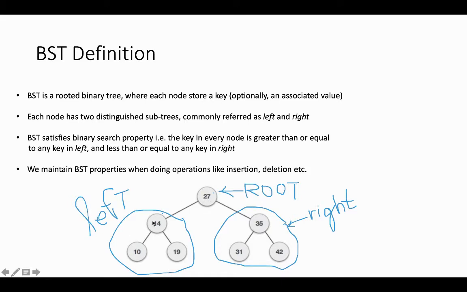So let's look at 14. 14 is greater than the left key, which is 10, and 14 is smaller than the right key, which is 19. So yes, 14 also follows the BST property, and we can easily see 35 also follows the BST property. We do not need to check leaf nodes because leaf nodes don't have any left or right child, so they automatically follow the BST property.